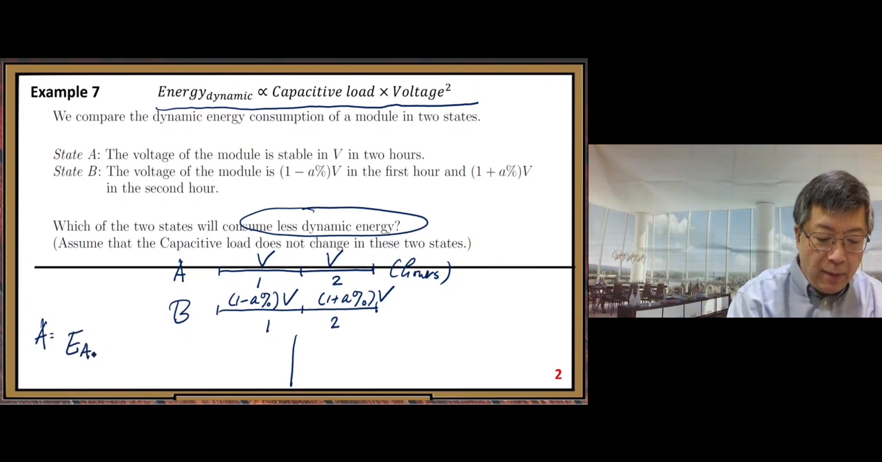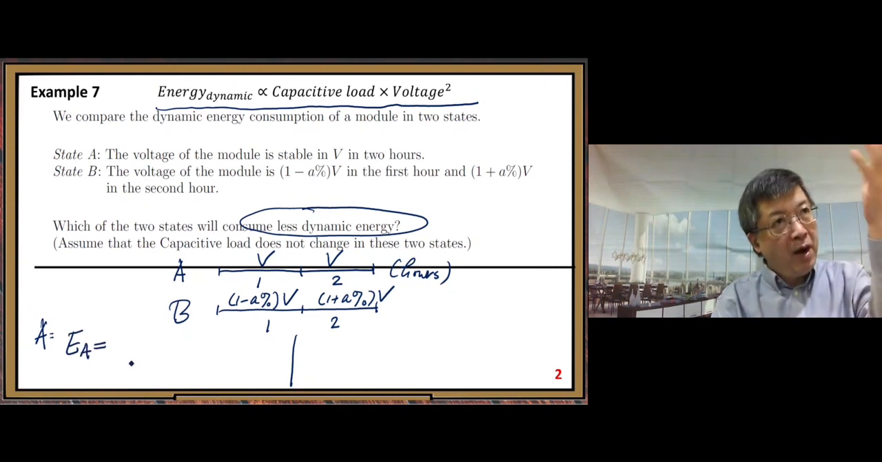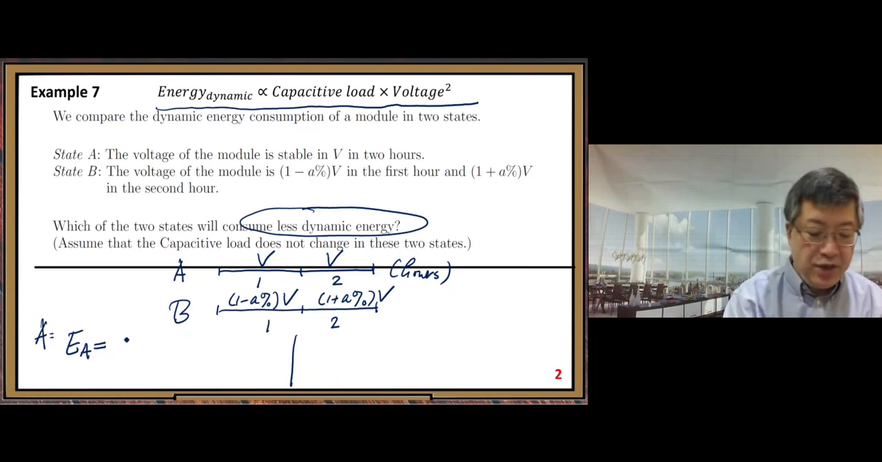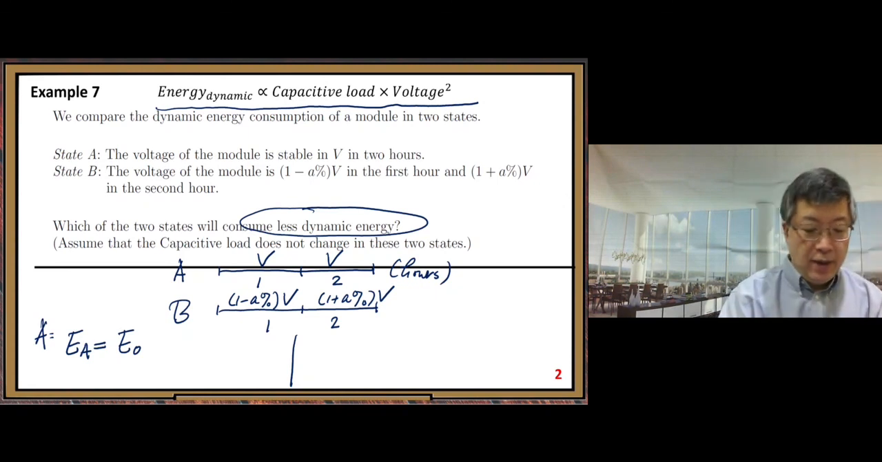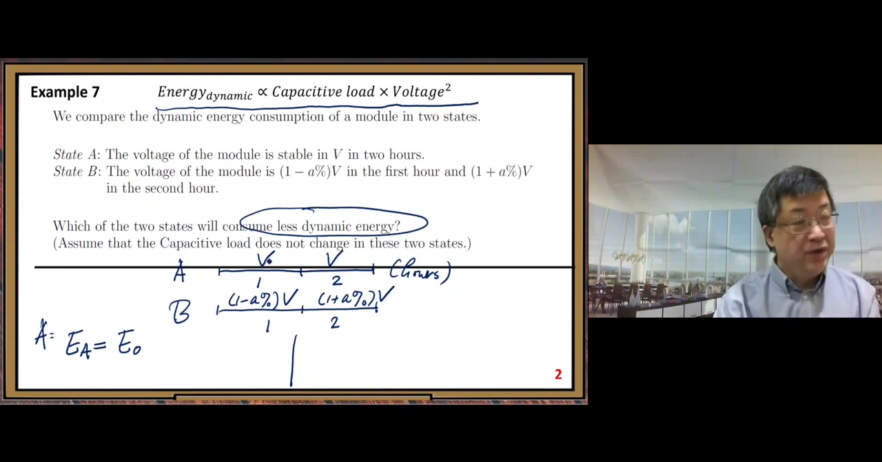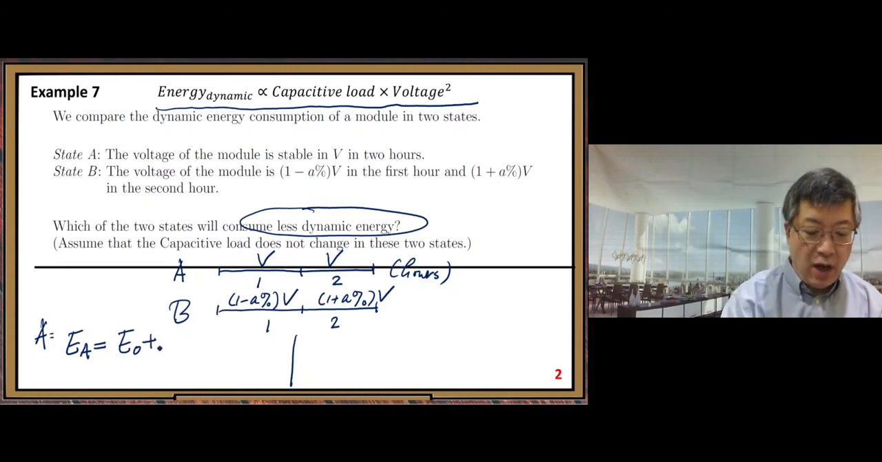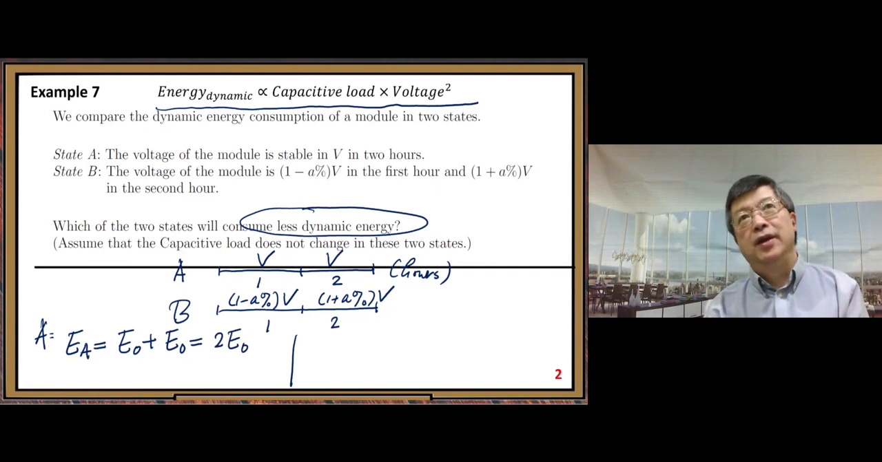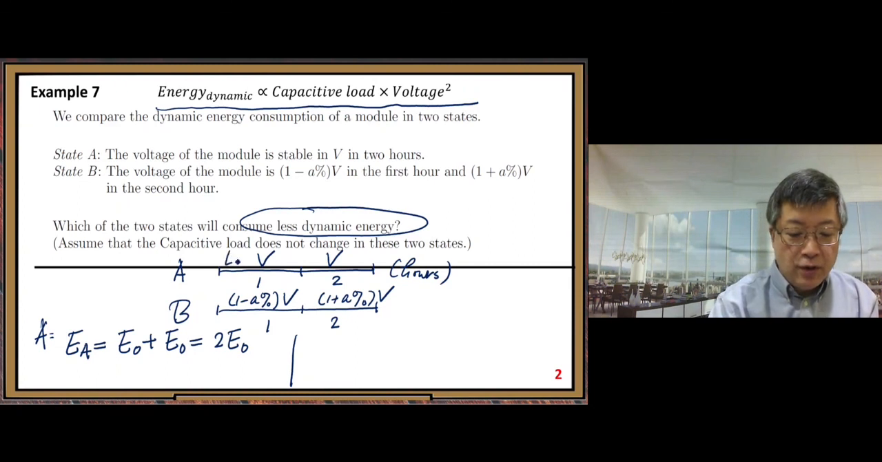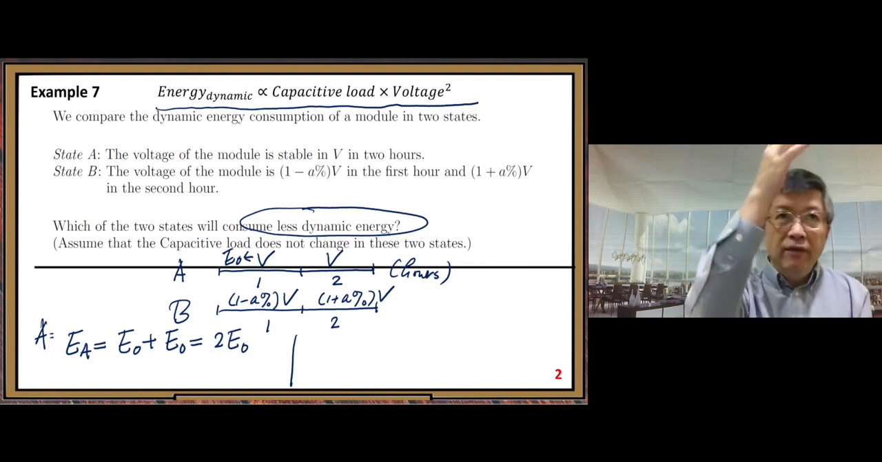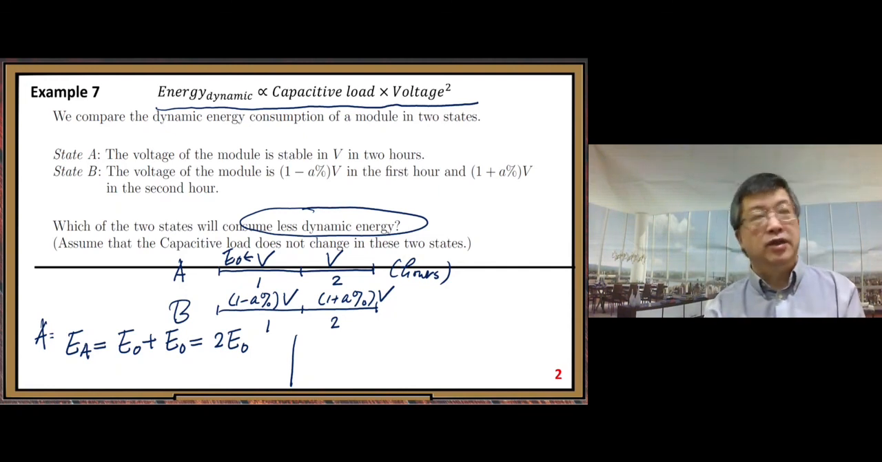How about that? EA equals, compared with the original state, E0, okay? Then, the first hour, when you use V, you get E0. Second hour, you also use V, you get E0, right? So that's 2E0. That's simple, okay? So we assume E0 is the energy consumed for each hour with voltage V. That's our assumption.